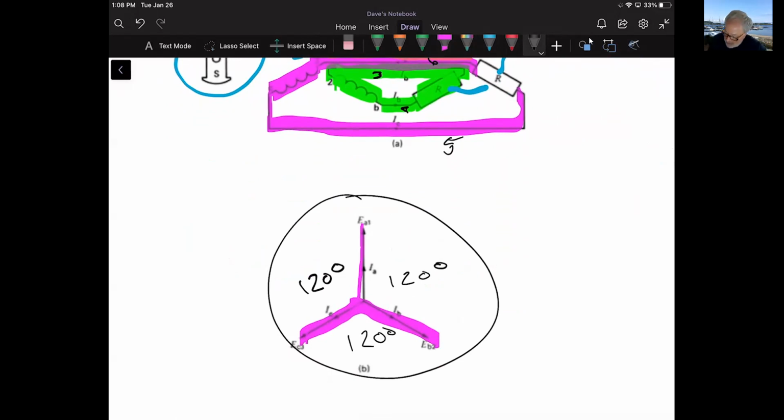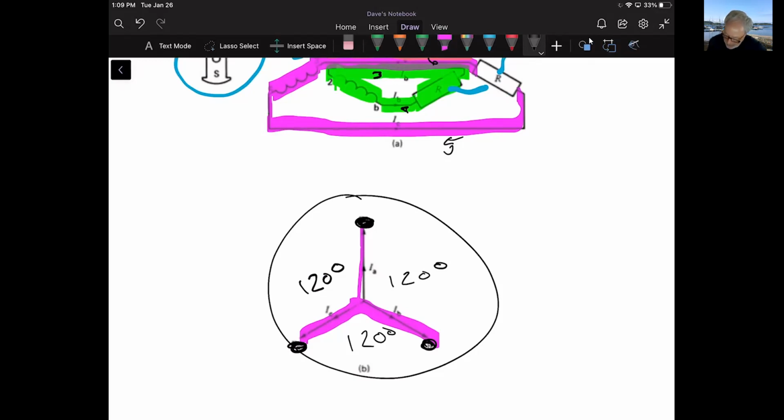And all that means is each one of these are the same. Each one of the phases are the same. All it means is they reach their peak voltage 120 degrees apart. That's all that represents there.